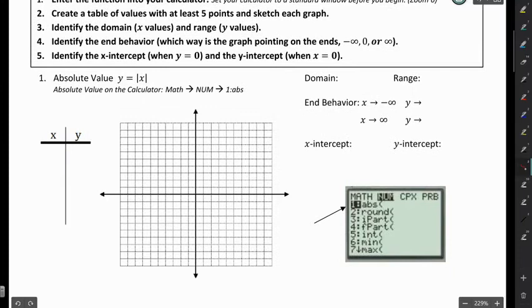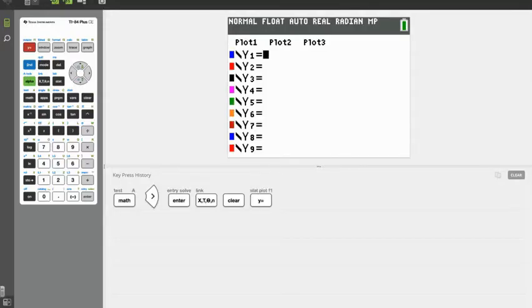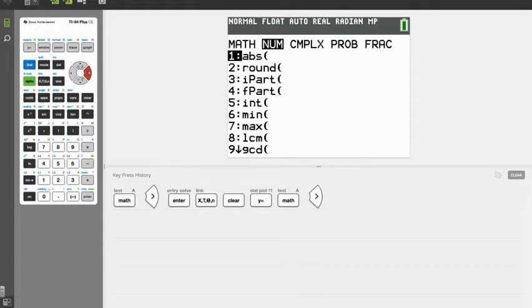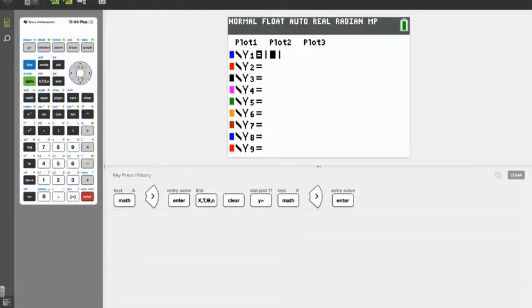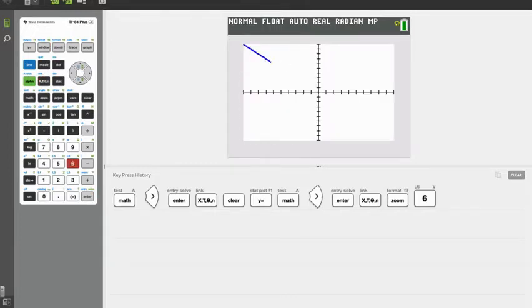The first thing you want to do is open up your calculator, and we're going to go to the absolute value function, and I'll open up mine so you can watch me do it. We're going to go to math, num, absolute value. We're going to press y equals. And we're going to go to math, num, and absolute value, and we're going to select x. And then you want to do zoom 6, because this will give you a standard window, and we'll be able to see the graph.